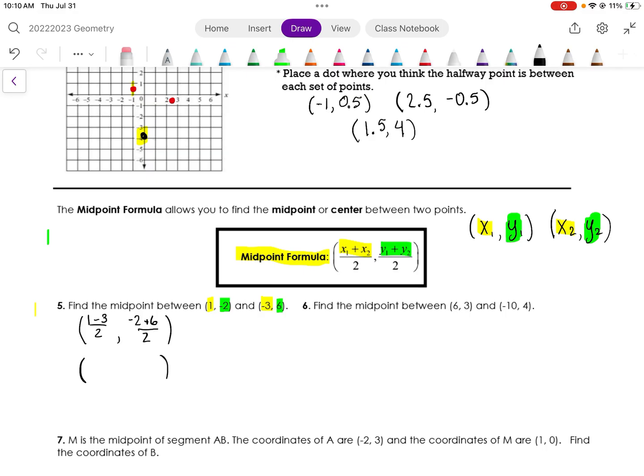So 1 minus 3 is negative 2, divided by 2 is negative 1. Negative 2 plus 6 is 4, divided by 2 is 2. So my midpoint should be at negative 1, 2.